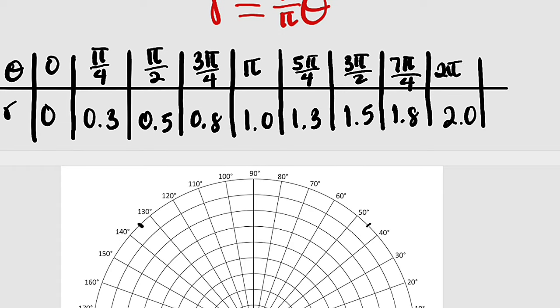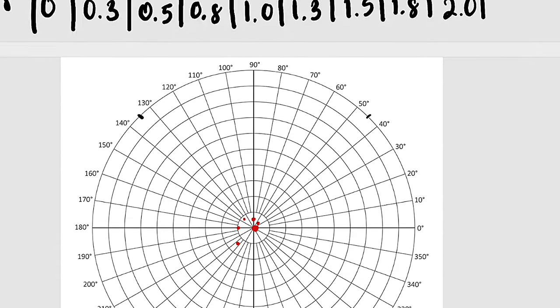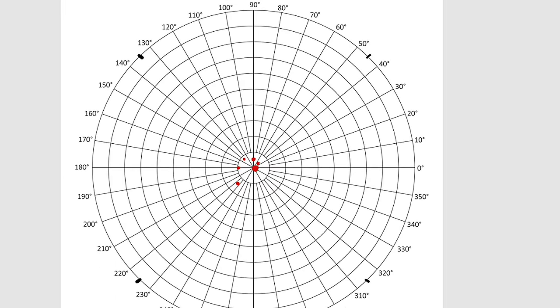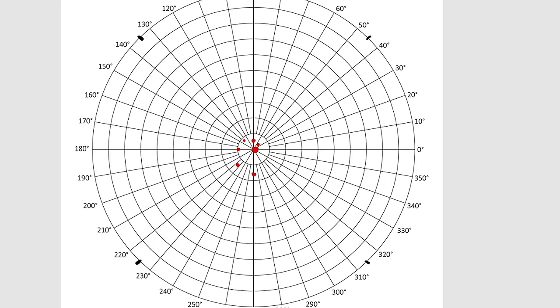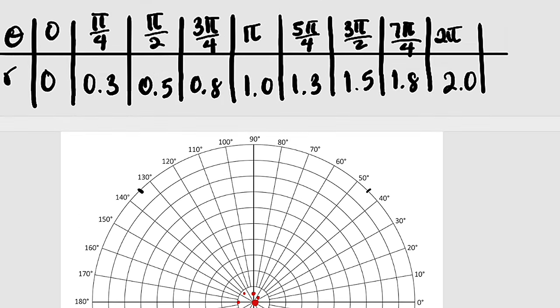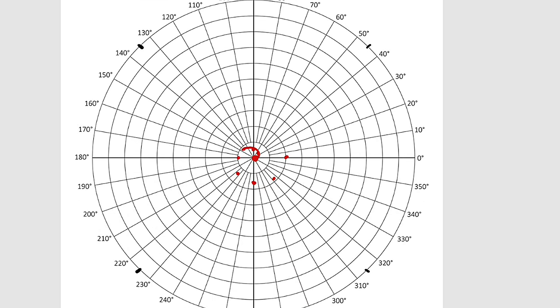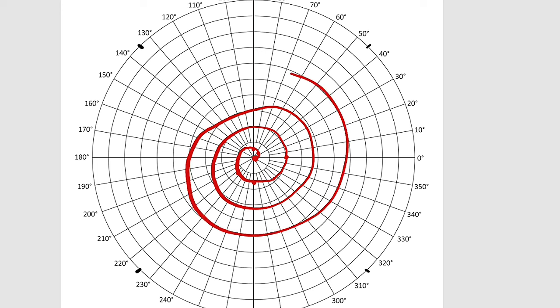At 5 pi over 4, we have 1.3. At 270 degrees, we have 1.5. At 7 pi over 4, we have 1.8. At 2 pi, we have 2. So you see that? It keeps moving forever unless you have any restriction. And one thing you should know is that the length from this to this is exactly the same as this to that. We have equal distance apart. It's just that my hand is not that accurate, but the distance from here to here must be the same as this one.